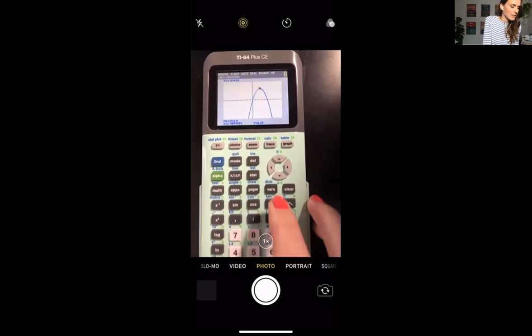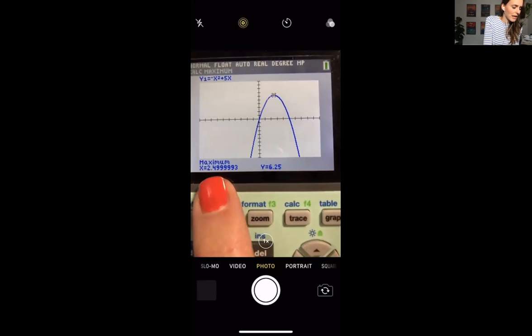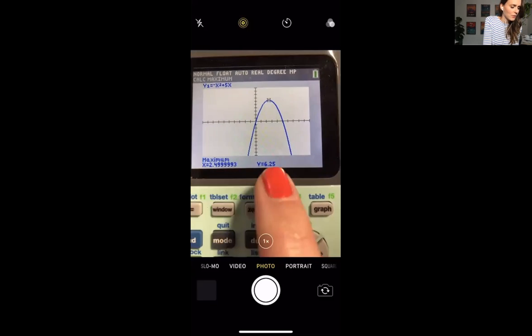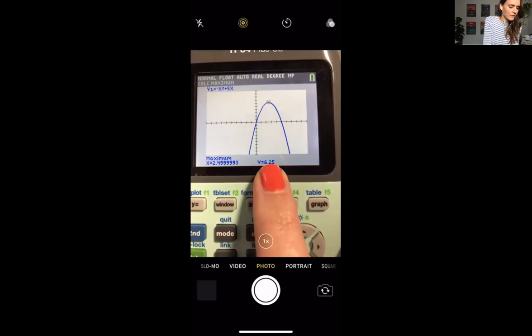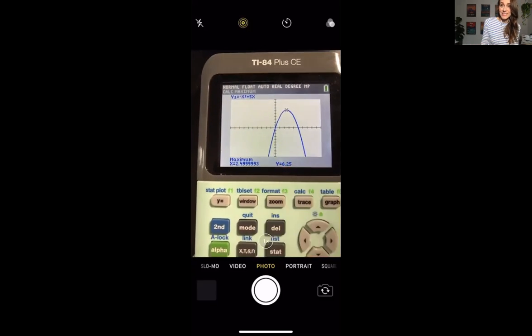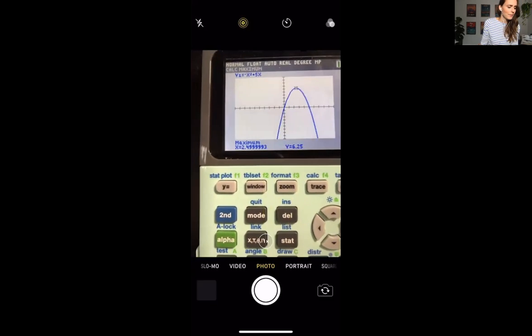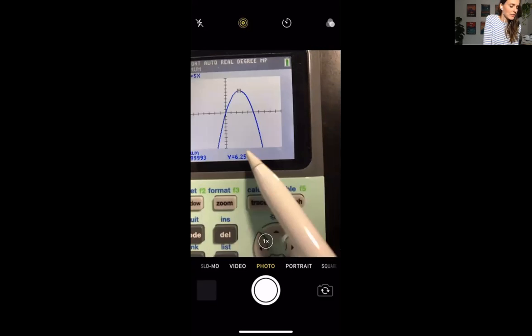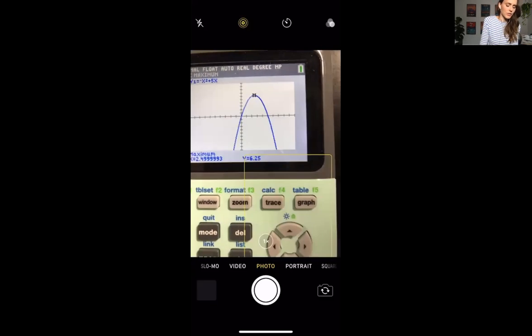And then it's going to give us our maximum occurs when x is 2.5 and y equals 6.25. And they asked us what is c, and c was equal to y in the problem. So we would put the 6.25 as our answer.